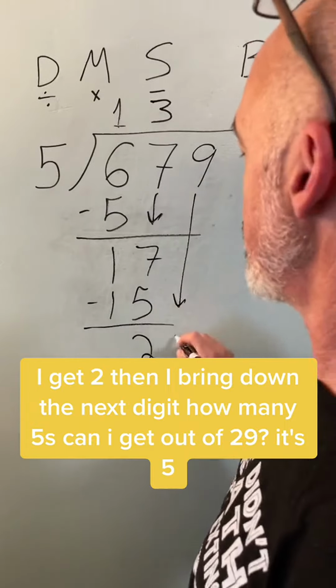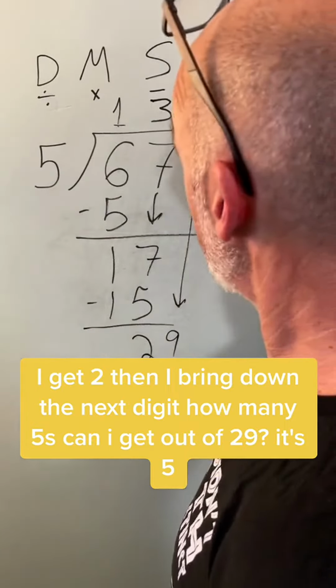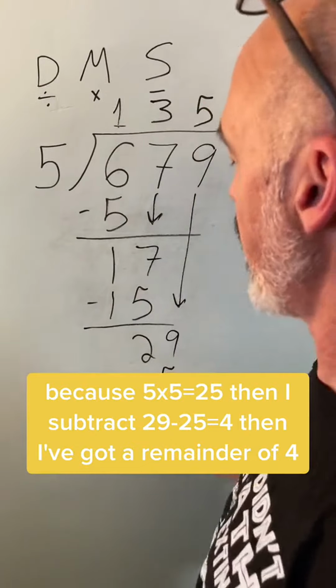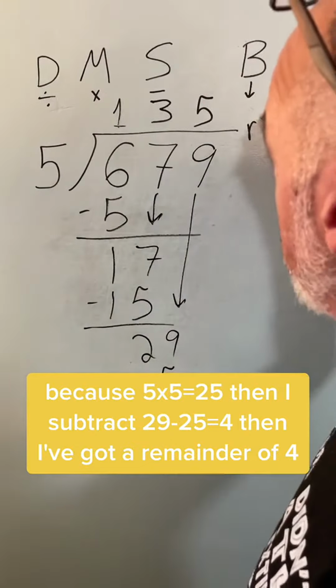Then I bring down the next digit. How many 5s can I get out of 29? It's 5, because 5 times 5 is 25. Then I subtract. 29 minus 25 is 4. Then I've got a remainder of 4.